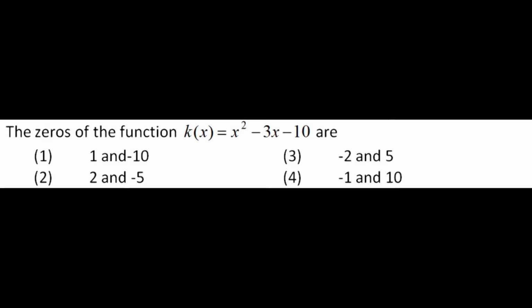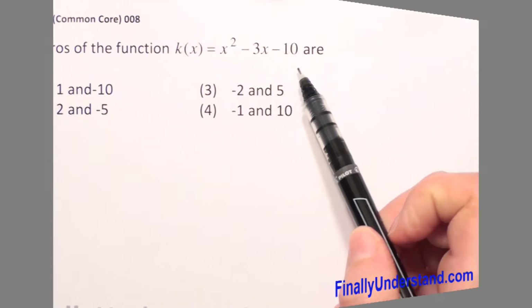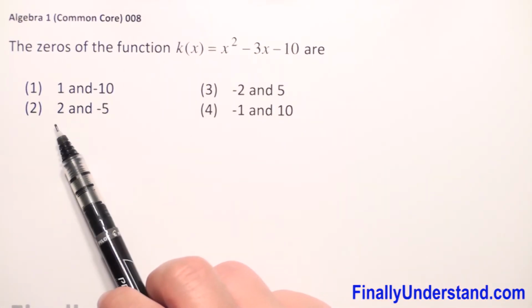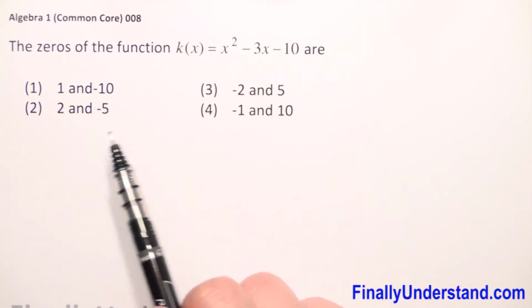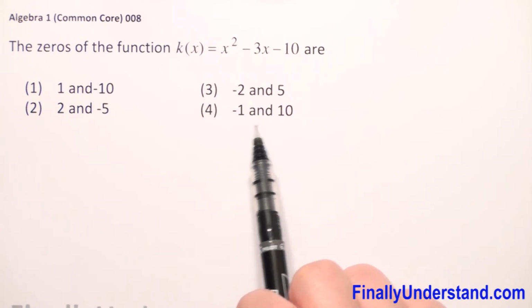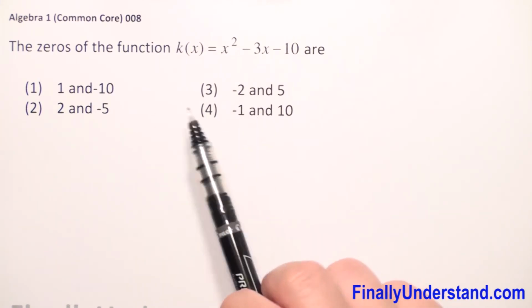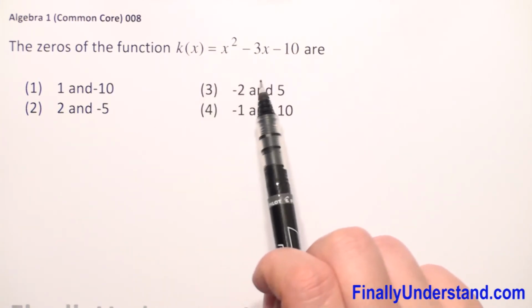The zeros of function k of x, x squared minus 3x minus 10 are 1, negative 10; 2 and negative 5; negative 2 and 5; negative 1 and 10. So we have to find the zeros of our function. How do we do this?